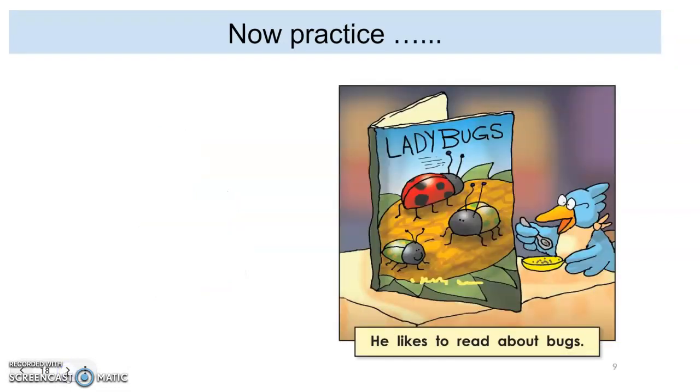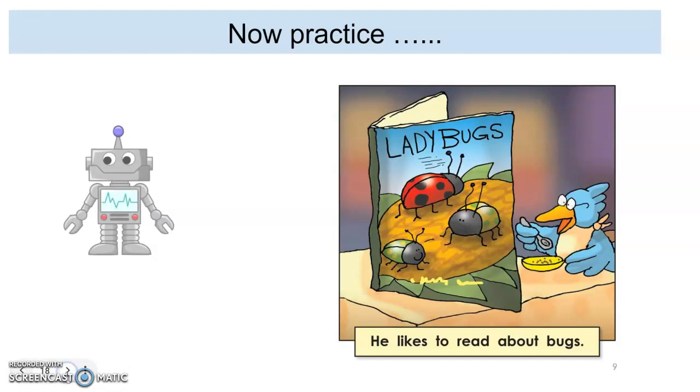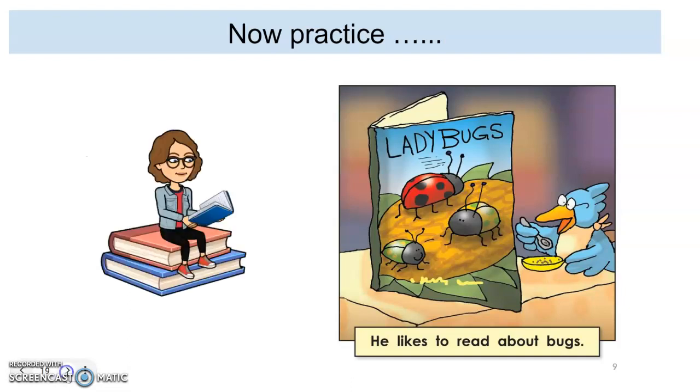All right, we're going to practice again. First, we're going to read like a robot. Here we go. He likes to read about bugs. Your turn. Excellent job reading like a robot. All right, now we're going to practice reading in our fluently teacher voice. He likes to read about bugs. Your turn. Excellent.